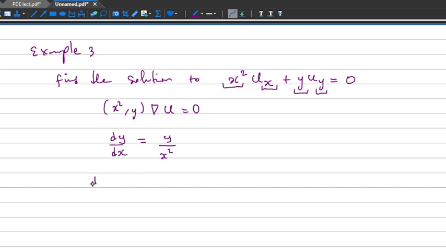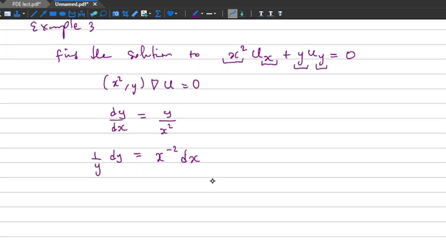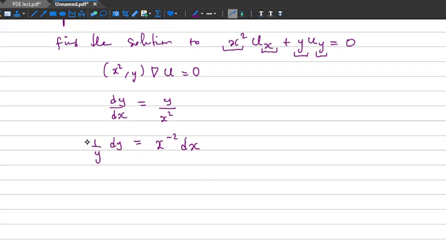So we can write this as 1 over y dy equal to 1 over x squared dx, which can be written as x to the negative 2 dx, just to simplify things. Now we integrate this and this. This side we're going to have natural log of y equal to, on this side integrating, we say plus 1 and over 1, so this will give us negative x to the negative 1 plus c.